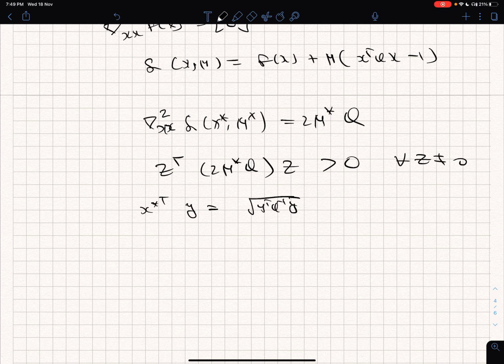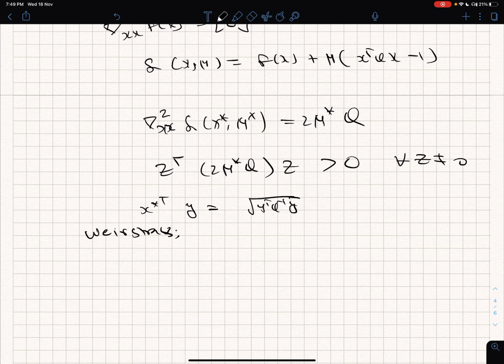Now, you can actually argue from the Weierstrass theorem that this problem has a solution, since the constraints are closed and bounded, and the objective function is continuous.